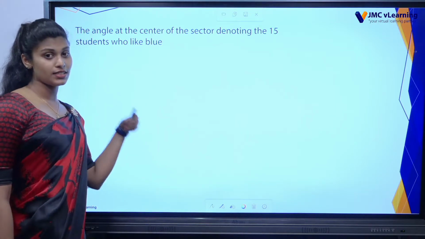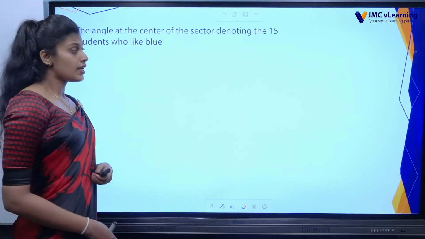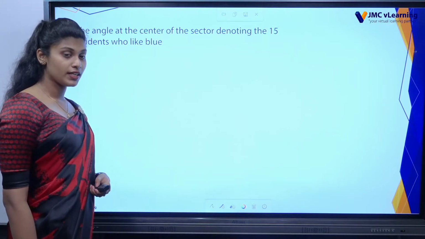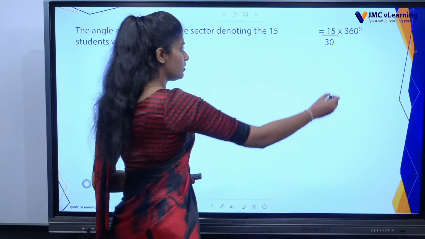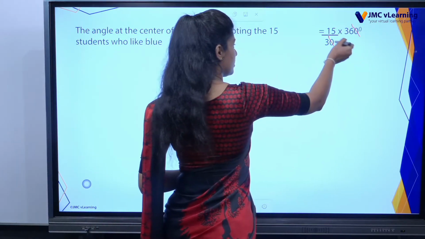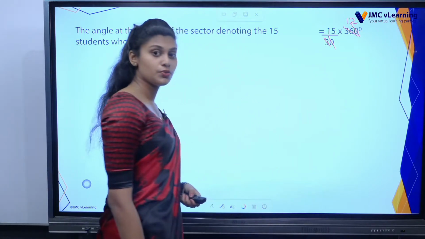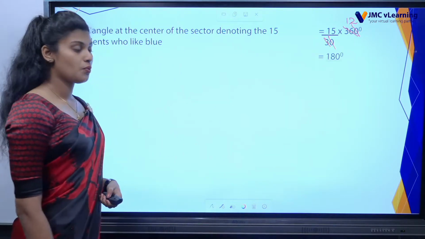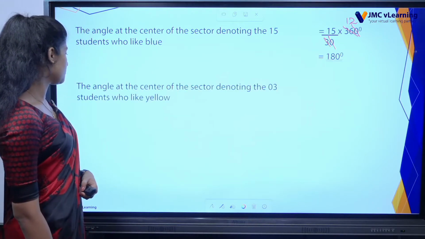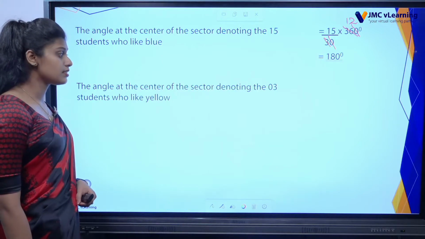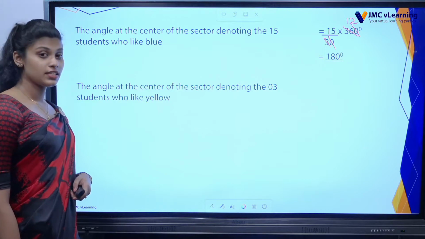Yes, the fraction is 15 over 30, because the total number of students is 30. That fraction you have to multiply by 360 degrees. Let's simplify. Cut zeros, divide by 3, 12. 12 into 15, what is the answer? 180 degrees. Then let's find the angle at the center of the sector denoting the 3 students who like yellow.